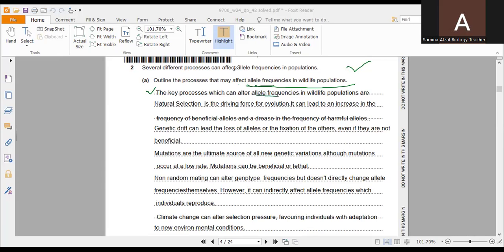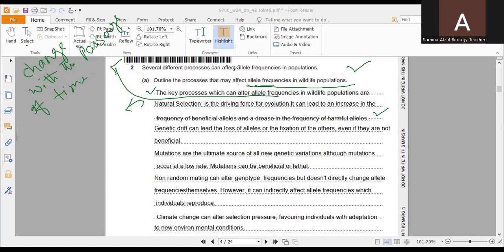What is evolution? Evolution is the change with the passage of time. This is not a sudden change, just like the mutations. So this is a change with the passage of time. It can lead to an increase in the frequency of beneficial alleles, those alleles which are selected by the nature, or the species which are selected by the nature. So they have beneficial alleles, and a decrease in the frequency of harmful alleles.